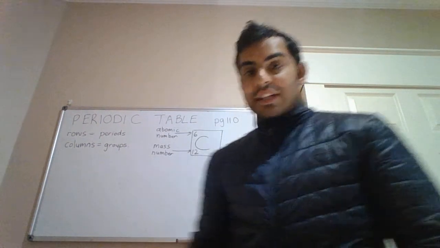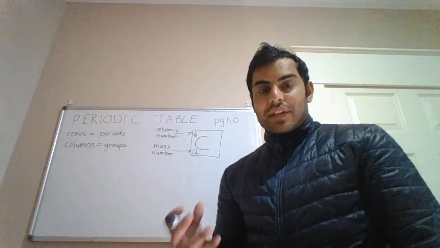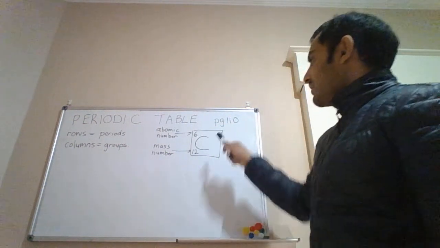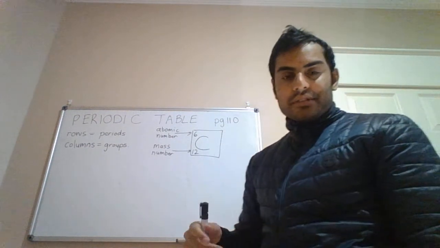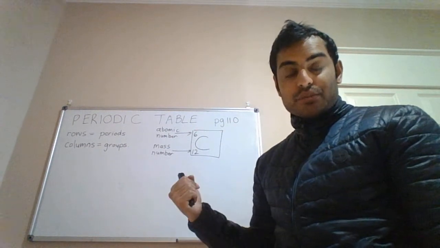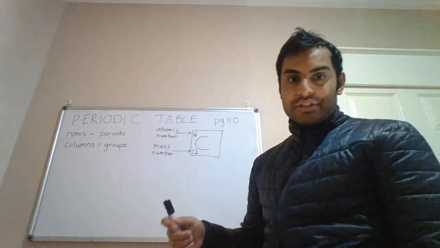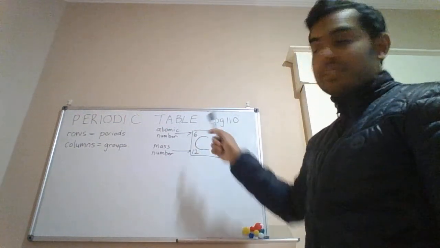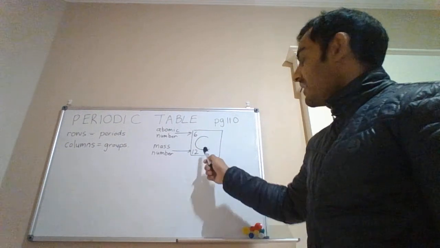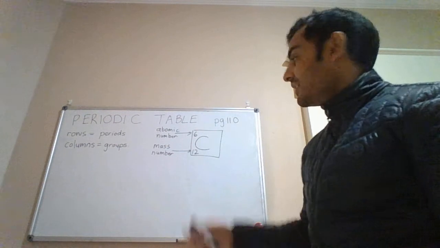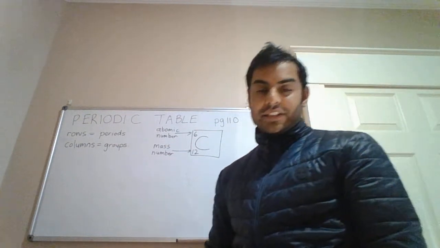So just a little summary on what's going on. Each element is represented in a block like this. We only have the letter corresponding to the element, so this would be carbon, C. We also have two numerical notations. We have a little number at the top and a big number at the bottom. The little number is called the atomic number and the big number is the mass number.